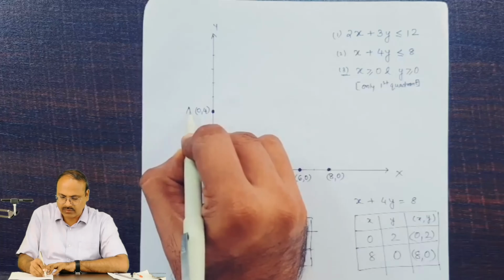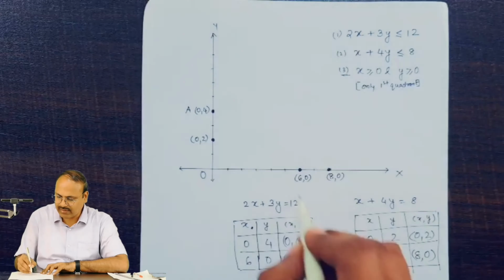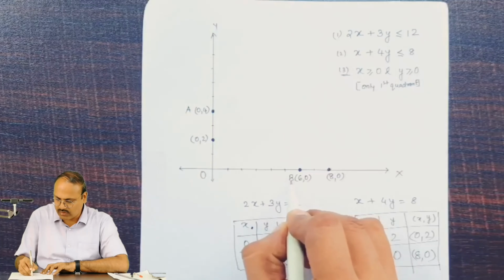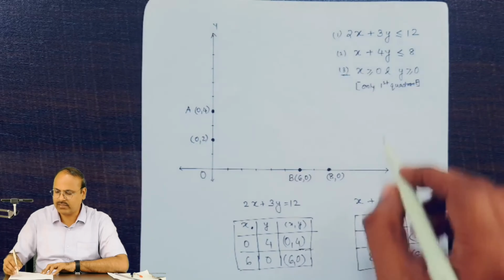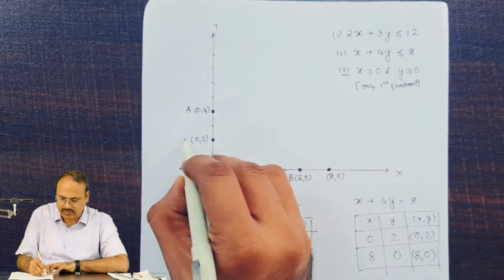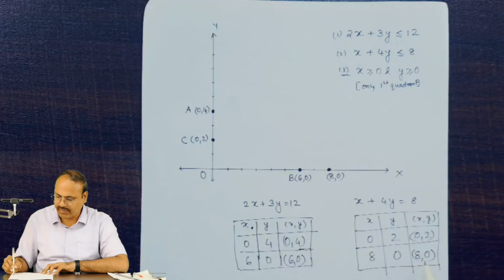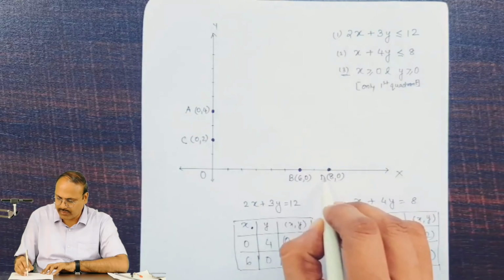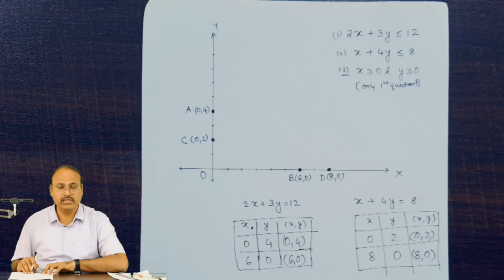Let us call this point A. Then we have 6, 0 here. Let us call this point B. For x plus 4y equal to 8, we have 0, 2. Let us call this point C. And we have 8, 0, which is point D. We'll draw both these lines now.